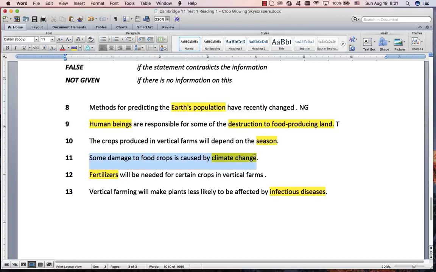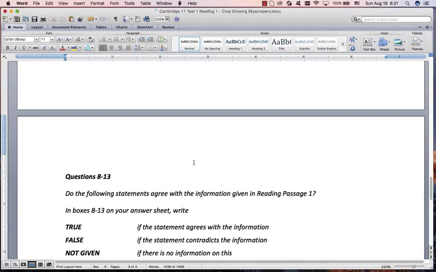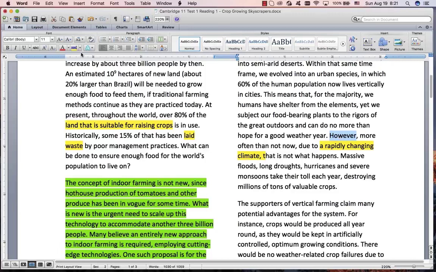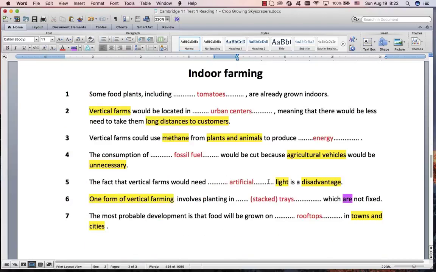I can't find it. I'm going to skip it. Some damage to food crops is caused by climate change. I don't know why they love this word some in this test. Some damage is caused by climate change. Please notice the however introduces important information. Massive drought, this is our climate change, destroying millions of tons. So some damage, destroying millions of tons, yes. Some can be millions. Some is anything between 0 and 100. So I'd have to go with true there.